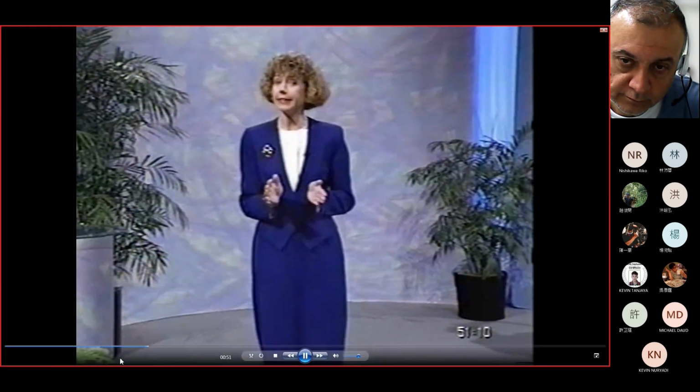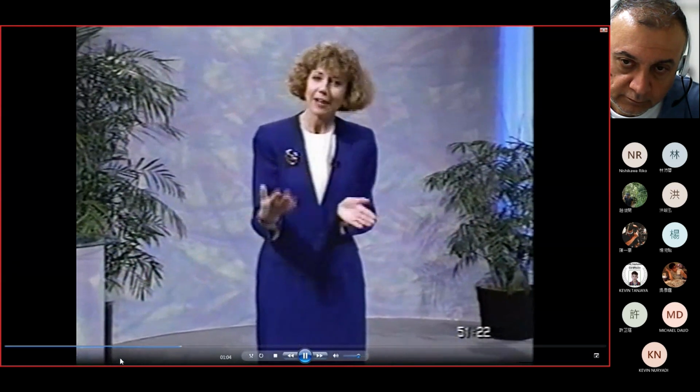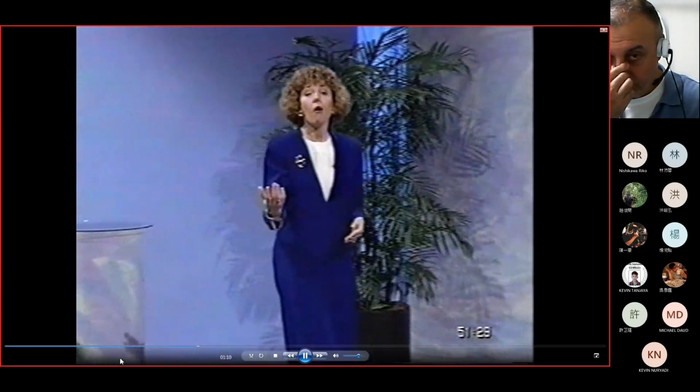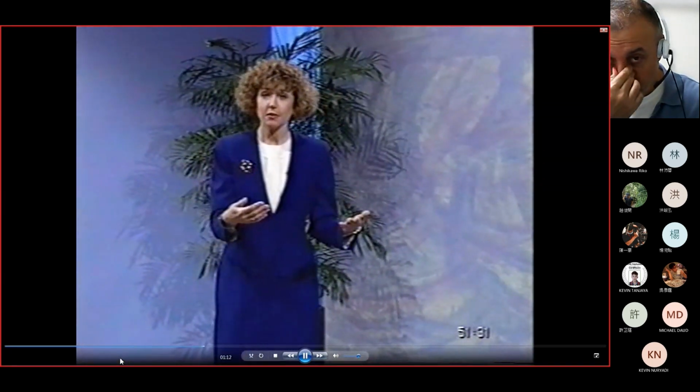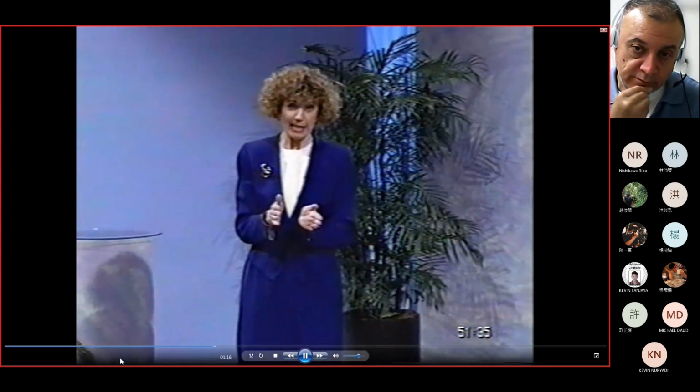What about the key ingredients of a closing? Well, as with openers, there are key ingredients. Let's review them. One ingredient would be to make sure there's a bridging statement that announces the closing. I mean, just don't say goodbye. You need to announce that you're moving into the wrap-up. It could be to say simply, let me summarize this for you, or as we close, or as a wrap-up. So again, make sure you have a bridging statement.